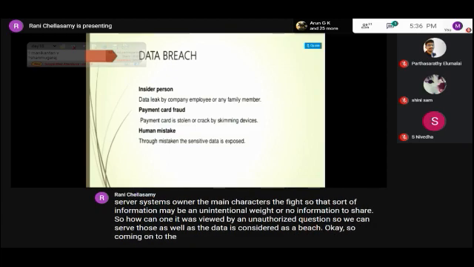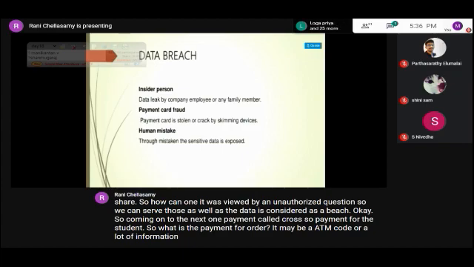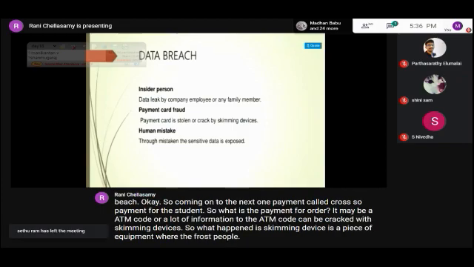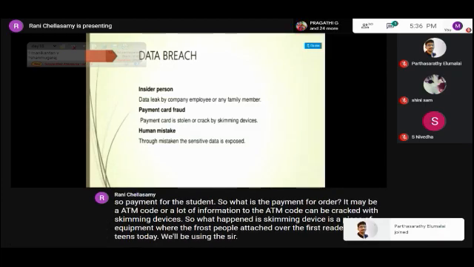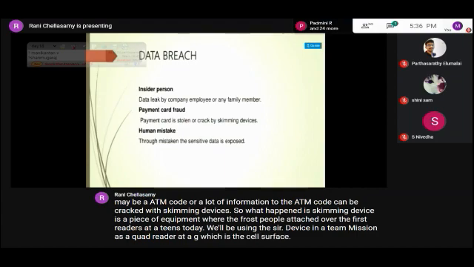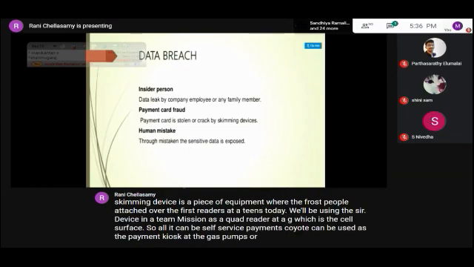Okay. So coming to the next one, payment card fraud. Payment card is stolen. So what is a payment card? It may be an ATM card, and the information in the ATM card can be cracked by skimming devices. What is a skimming device? It's a piece of equipment that fraudsters attach over the card readers at ATMs. So they use this skimming device on the ATM machine as a card reader. It can also be a self-service payment kiosk, at gas pumps or other point of sale equipment.